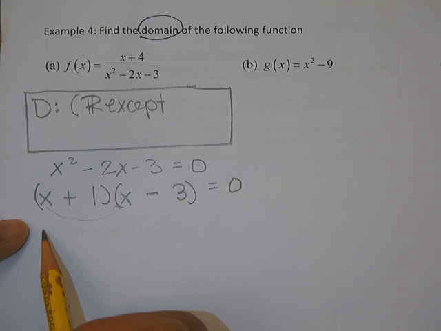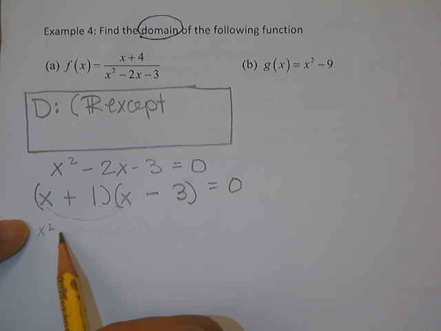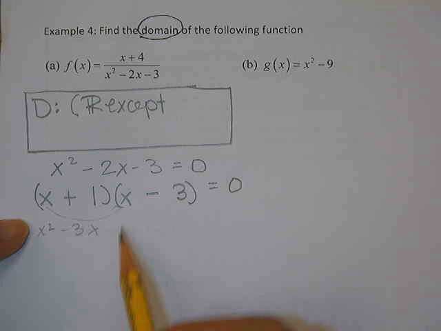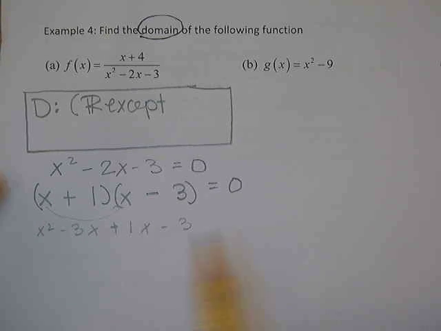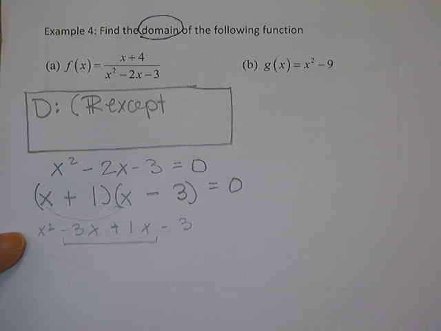X times x is x squared. X times negative 3 is negative 3x. 1 times x is positive 1x. 1 times negative 3 is negative 3. If I add up these two middle terms, it will give me my original, so check.